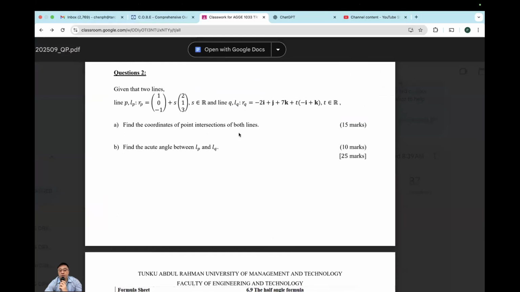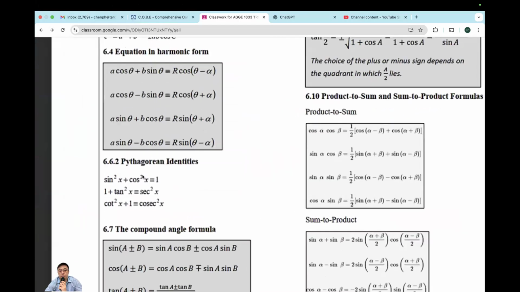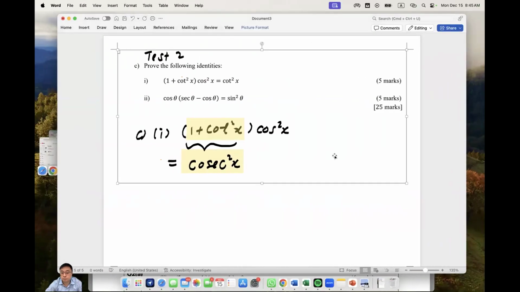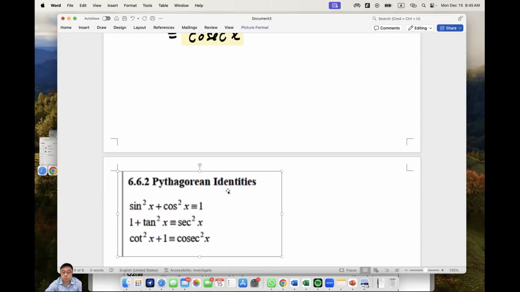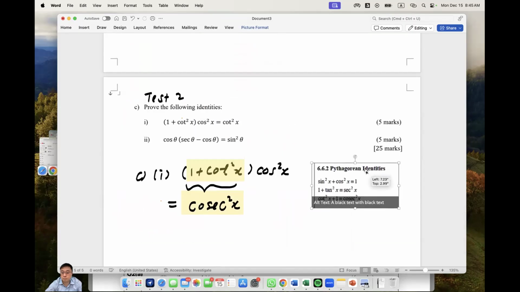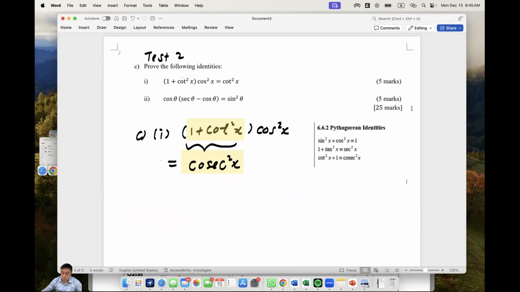Okay, I have given a formula here, 6.6.2. Can you see we have a Pythagoras theorem? 1 plus cotangent square is what? Cosec square. Is it alright? Do you understand now? Okay, next.